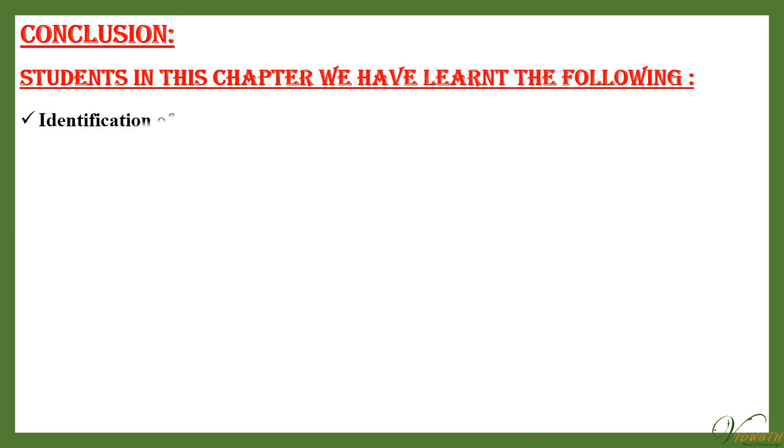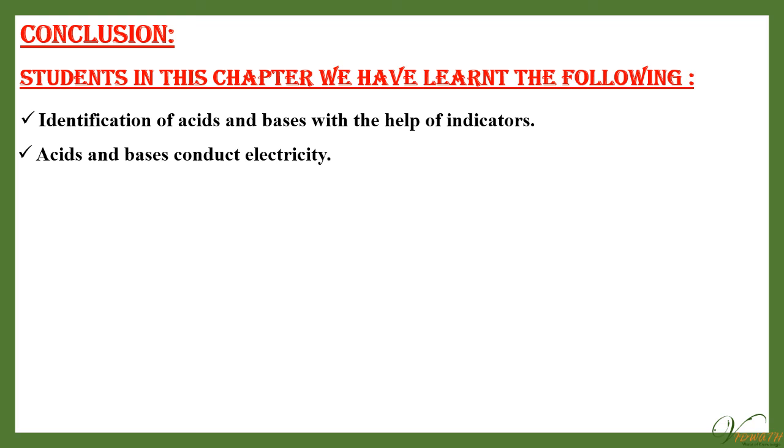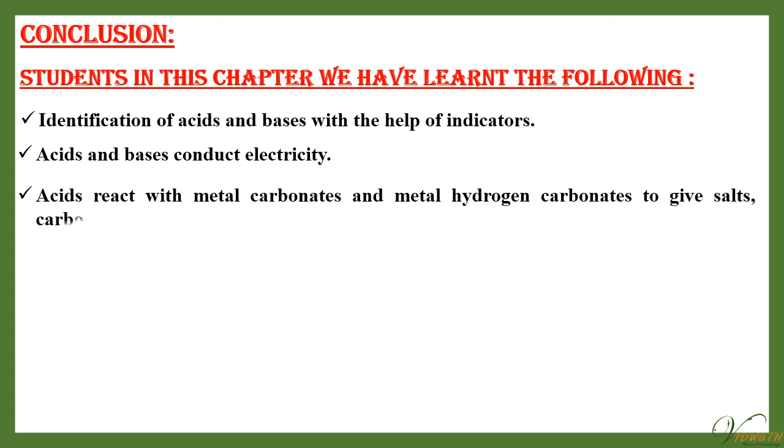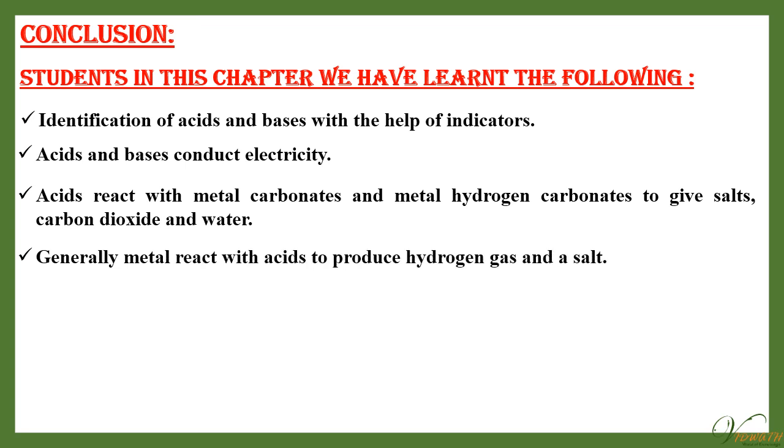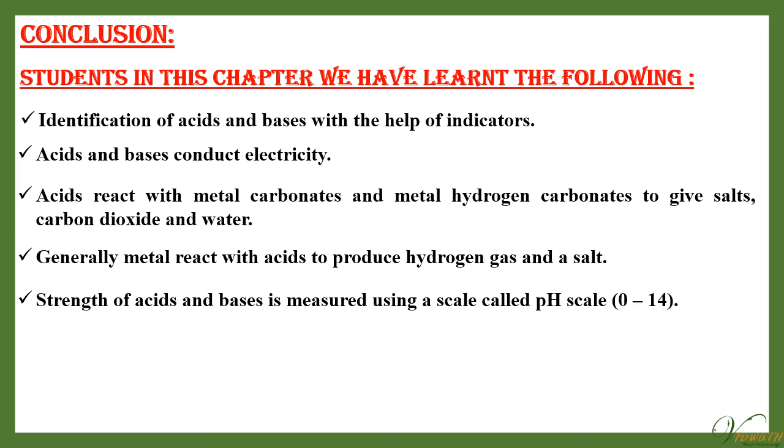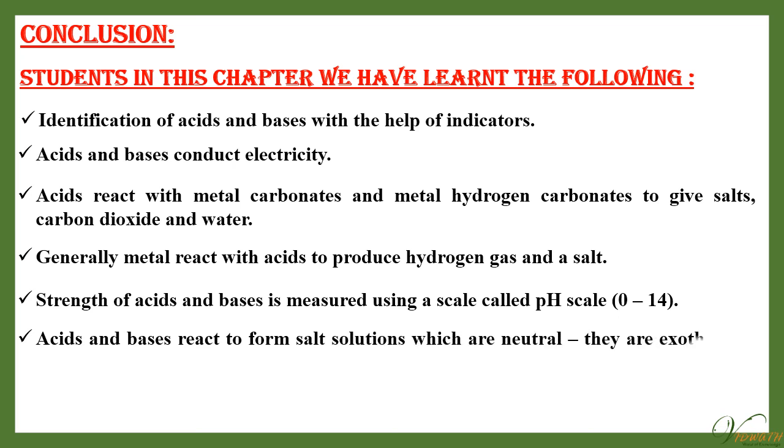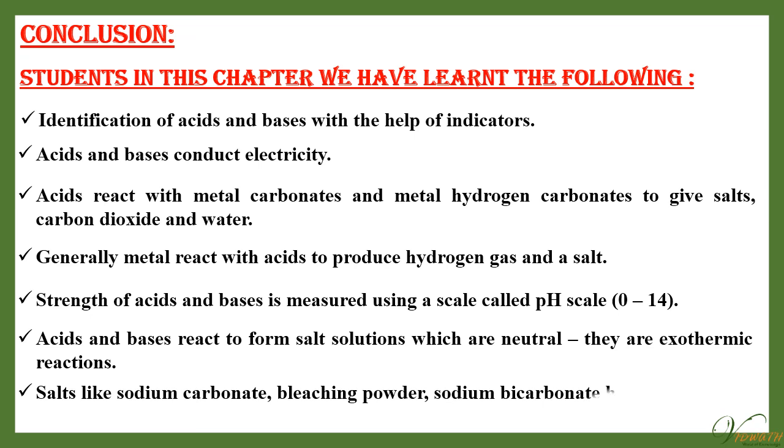Conclusion. Students, in this chapter we have learned the following: identification of acids and bases with the help of indicators. Acids and bases conduct electricity. Acids react with metal carbonates and metal hydrogen carbonates to give salts, carbon dioxide and water. Generally, metals react with acids to produce hydrogen gas and salt. The strength of acids and bases is measured using a scale called the pH scale, 0 to 14. Acids and bases react to form salt solutions which are neutral. They are exothermic reactions. Salts like sodium carbonate, bleaching powder and sodium bicarbonate have varied uses in our day-to-day life.